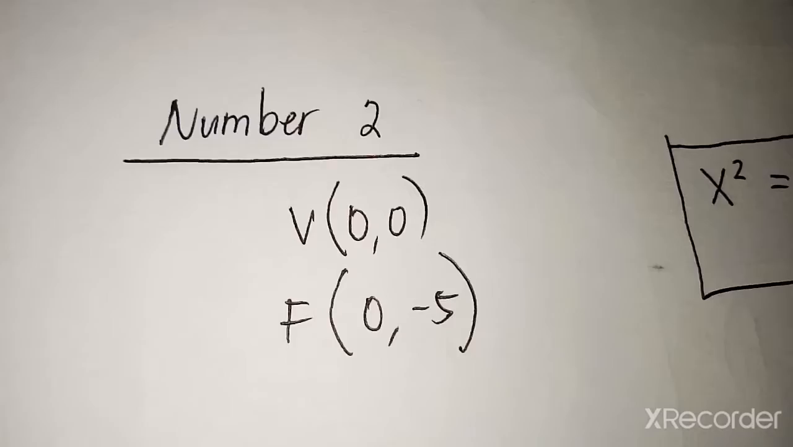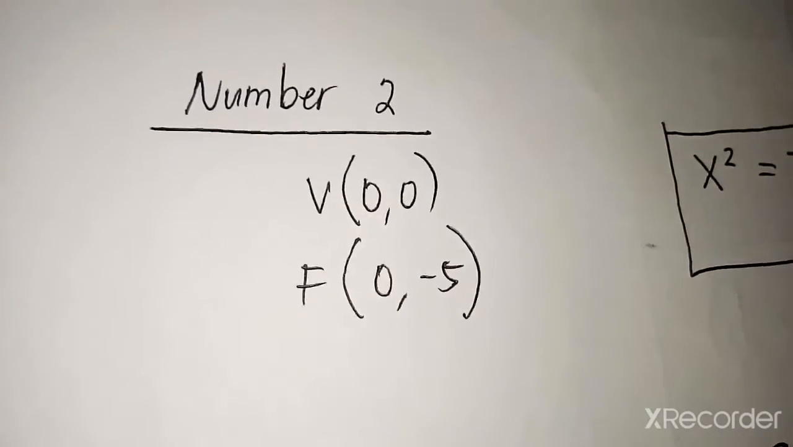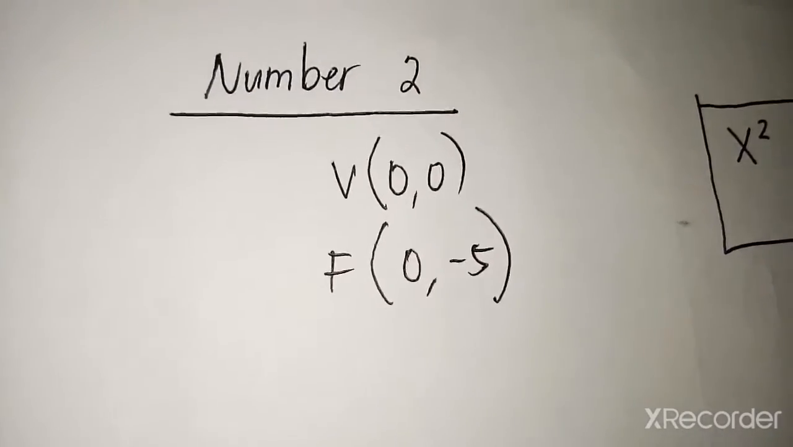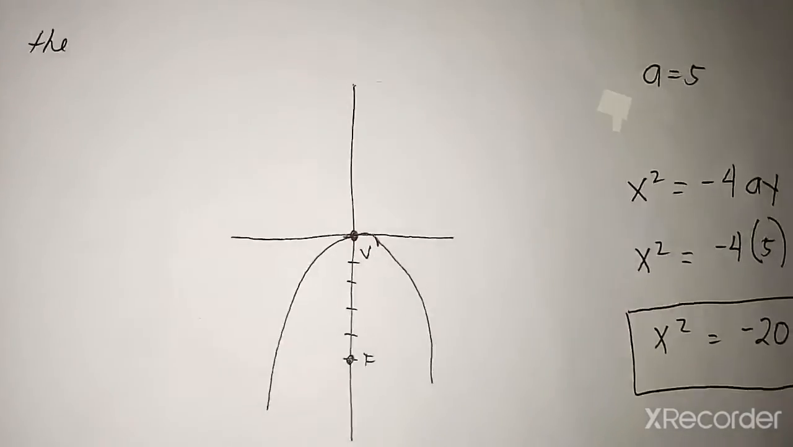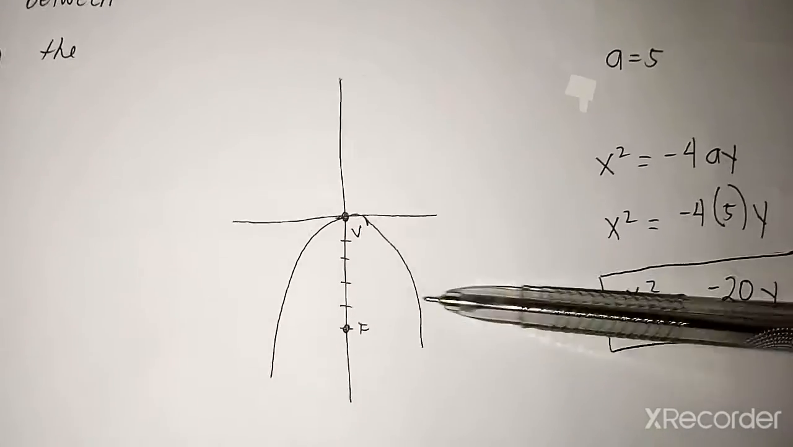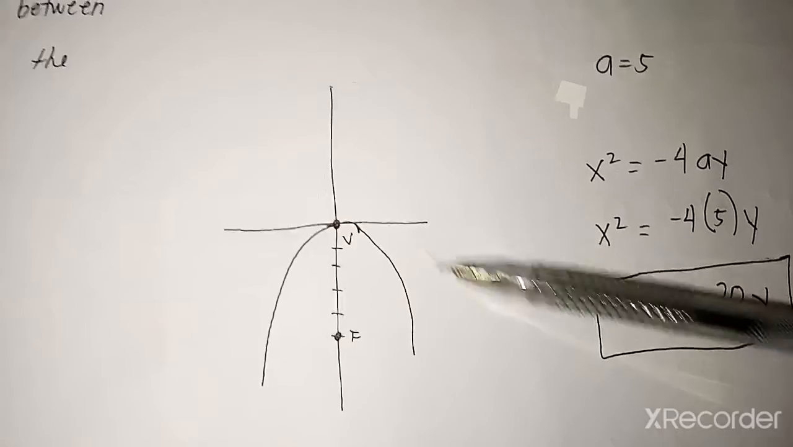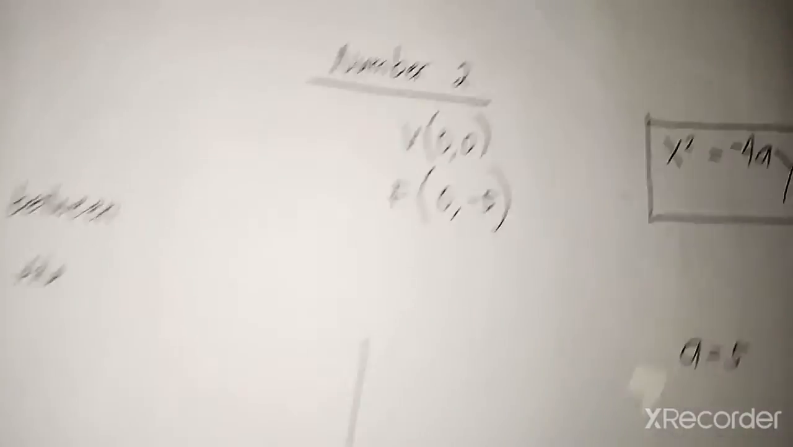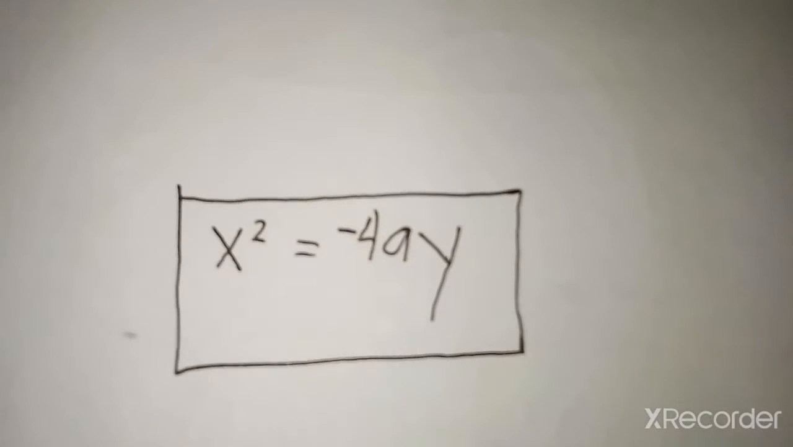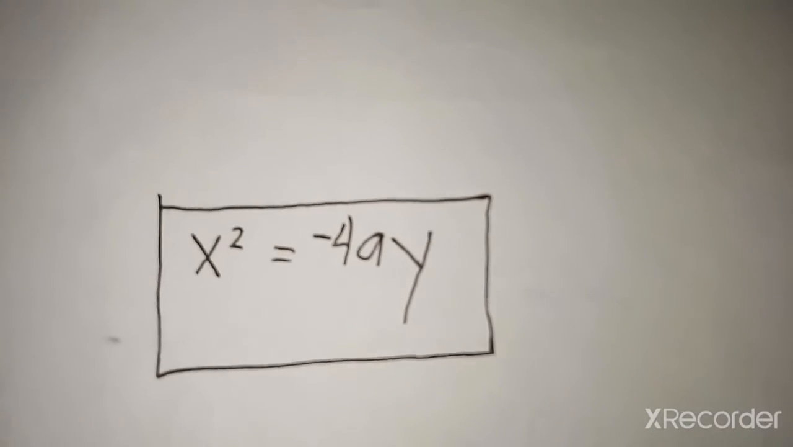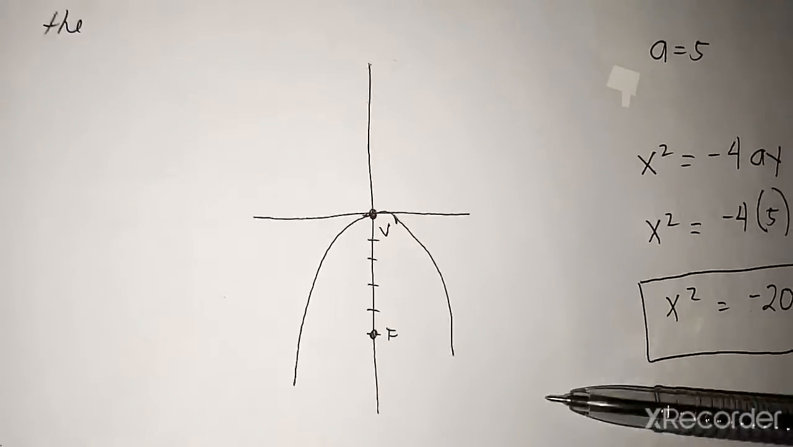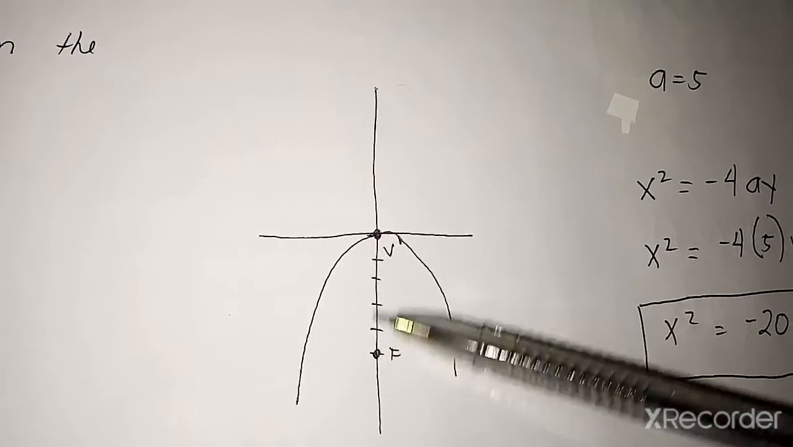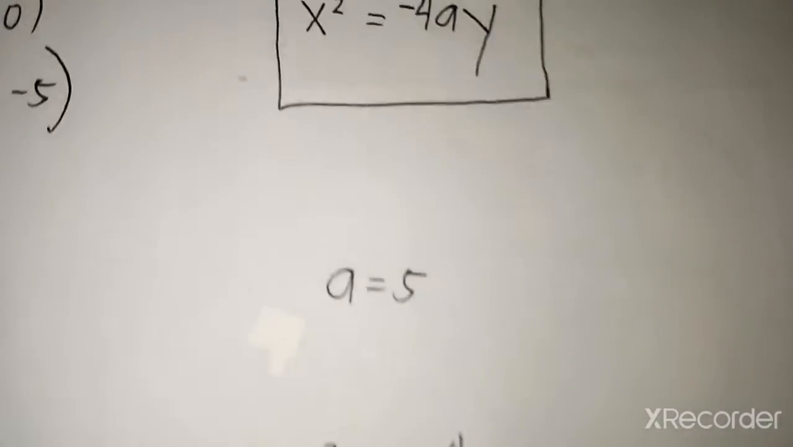Number 2 has the vertex at the origin and the focus at (0, -5). If you graph, it looks like this. It is open downward since the focus is (0, -5). So this is the focus and the vertex, open downward. Since it is open downward, the equation we will apply is x squared is equal to negative 4ay. And our a is 5, since a is the distance between the focus and the vertex: 1, 2, 3, 4, 5. So our a is 5.